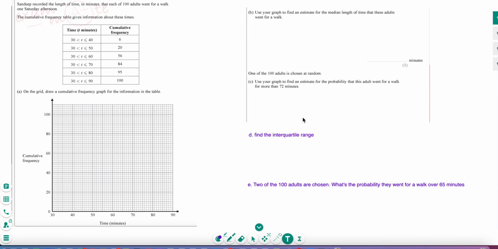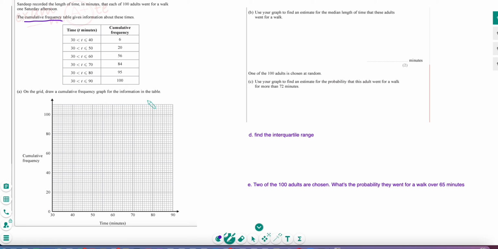Straightforward topic, cumulative frequency. Let's read the question. Sandeep recorded the length of time in minutes that each of 100 adults went for a walk on one Saturday afternoon. The cumulative frequency table gives us information about these times. So this is a cumulative frequency table. On the grid, draw a cumulative frequency graph for the information in the table.